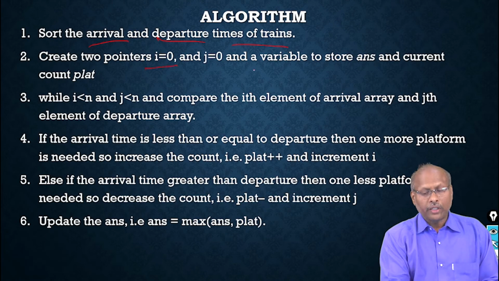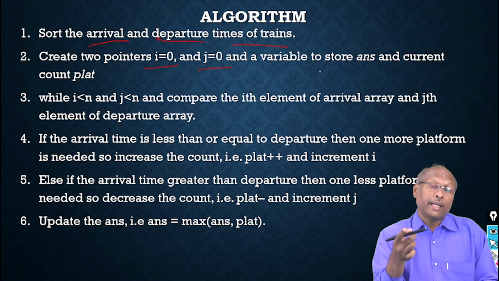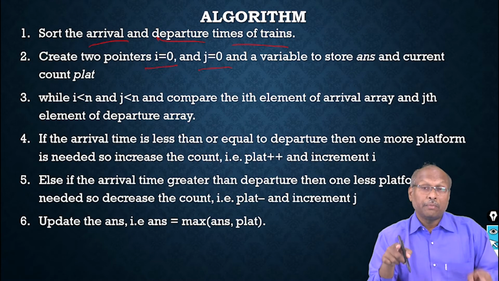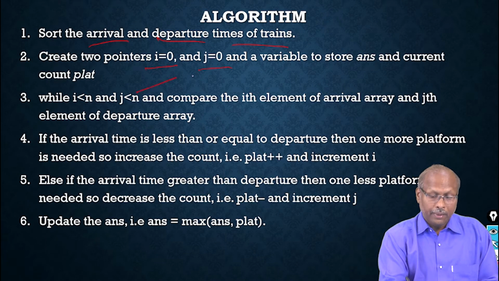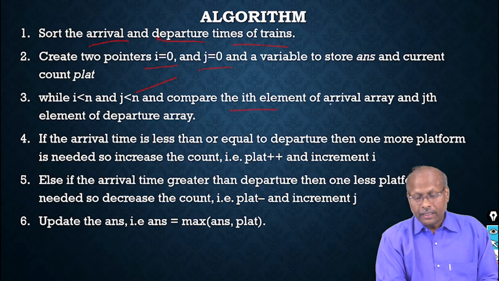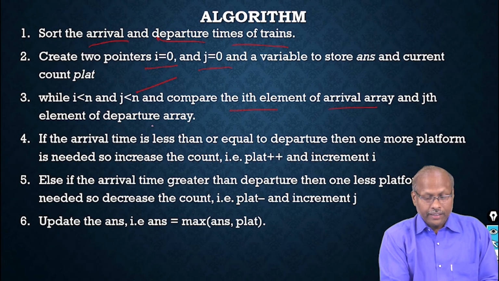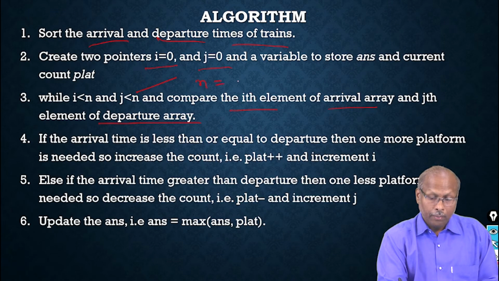Then create two pointers, indices i and j, which start at one. i will be pointing to arrival, j will be pointing to departure, because we are maintaining two arrays. And while i is less than n, where n is the number of trains, compare the ith element of the arrival array with the jth element of the departure array.